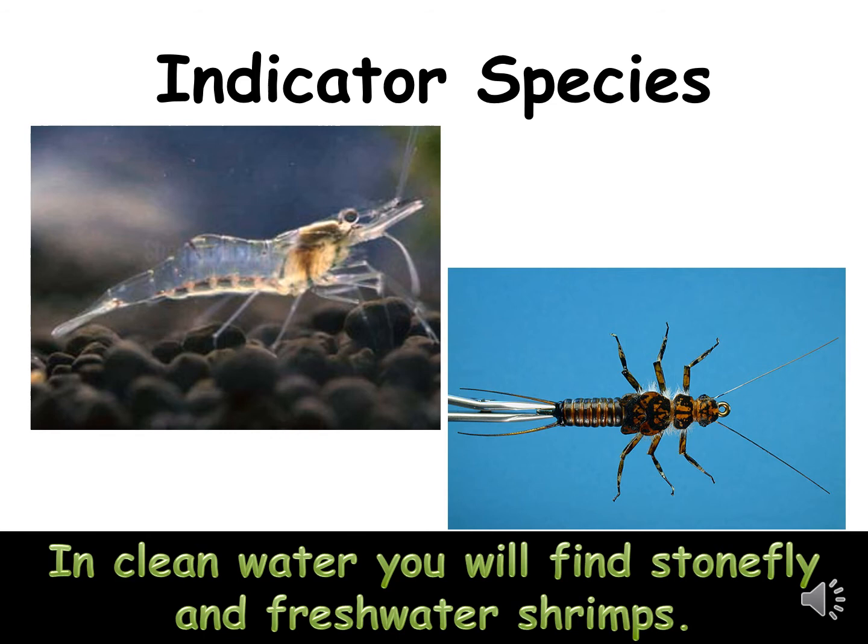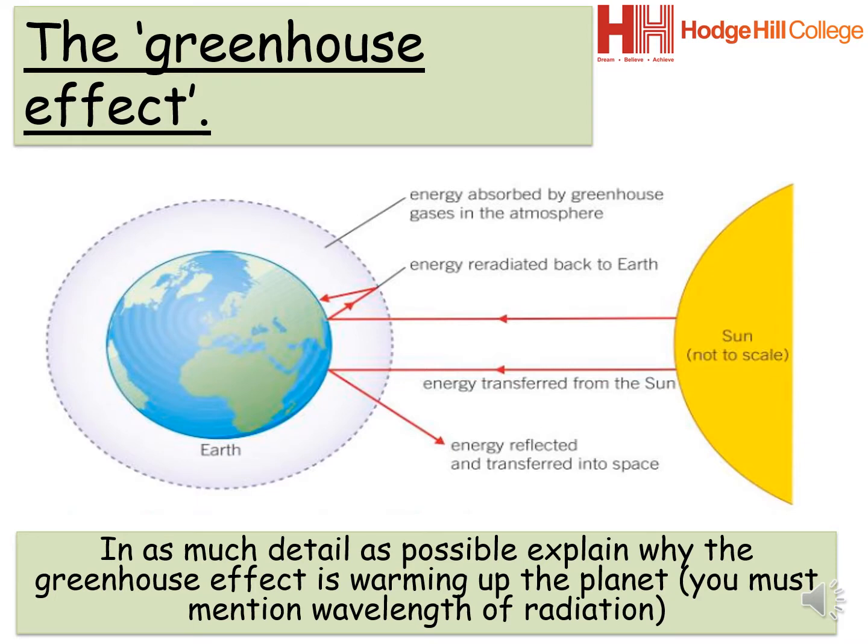So that is eutrophication and how we understand or check if the river or lake is polluted or not polluted. We are now going to look at the greenhouse effect and how this causes global warming. So what is the greenhouse effect?